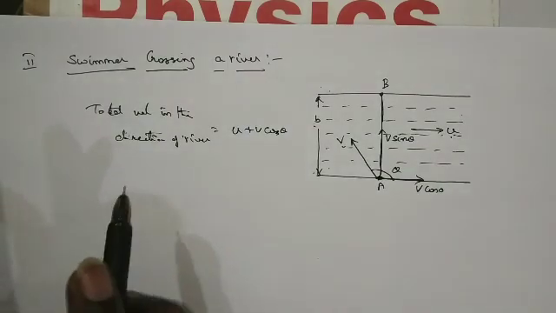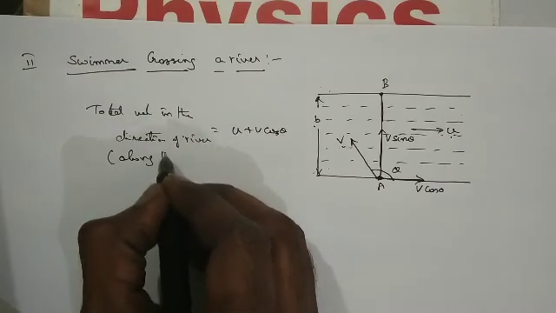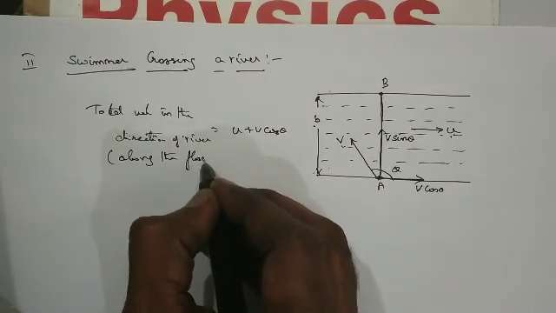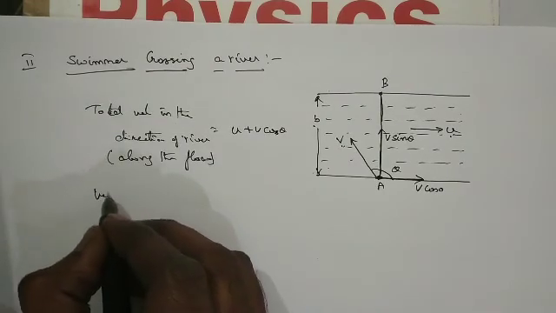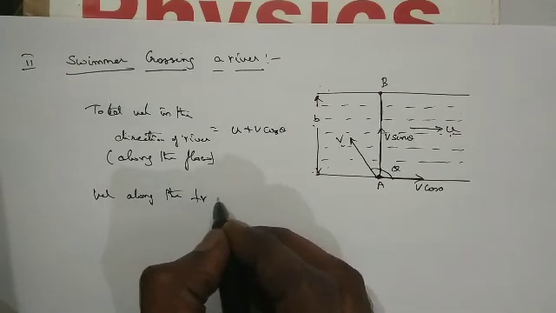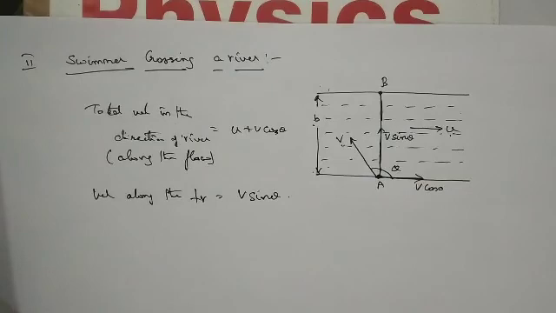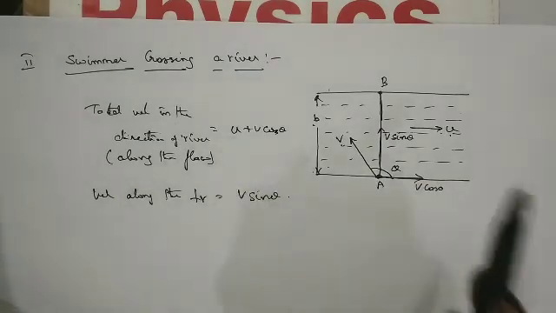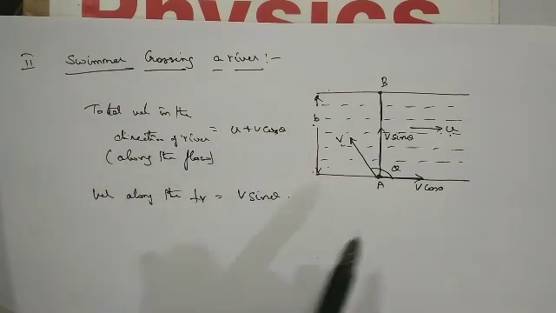This we can write as along the flow. The next one is the velocity along the perpendicular, which is going to be equal to v sin theta. So we have taken two components and found two velocities. The horizontal velocity is u plus v cos theta, and the vertical velocity is v sin theta.